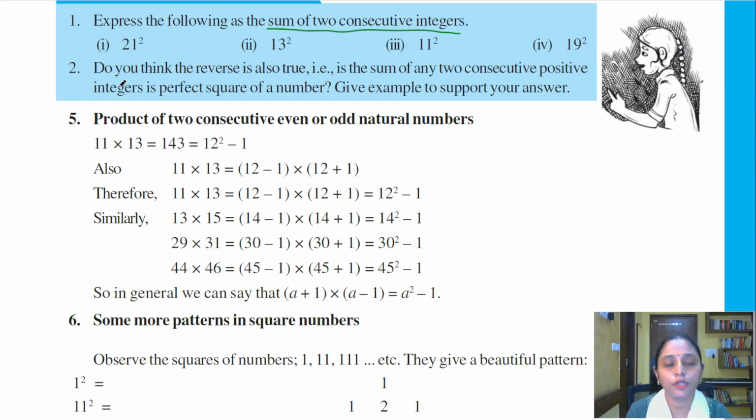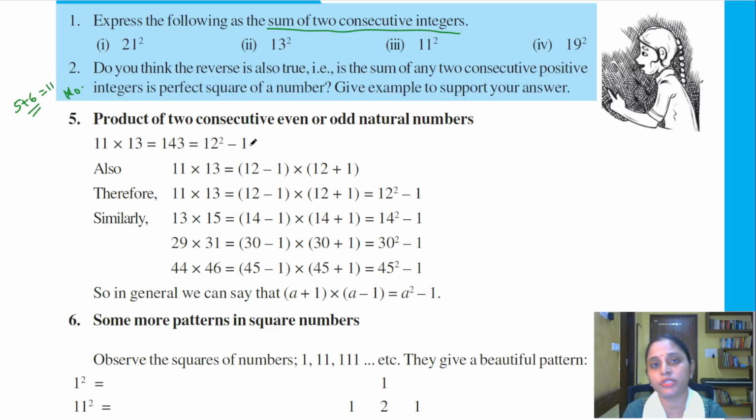Next, they have asked, do you think the reverse is also true? That is, the sum of any two consecutive positive integers is a perfect square of a number. Do you think that is possible? Let us check randomly. 5 plus 6, it is 11. Clearly you will see that that's not true. No, it's not true, right? Any two consecutive numbers don't add up to a perfect square.